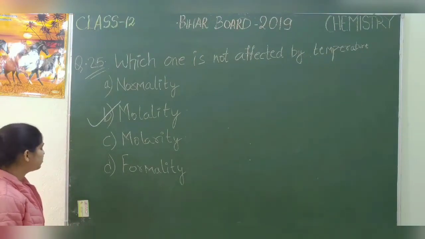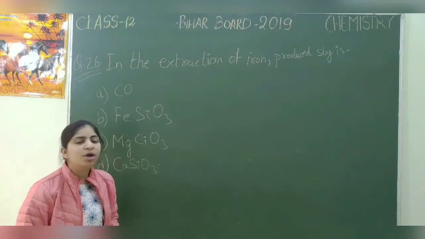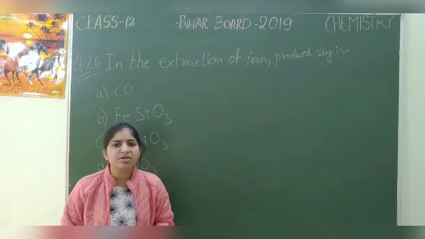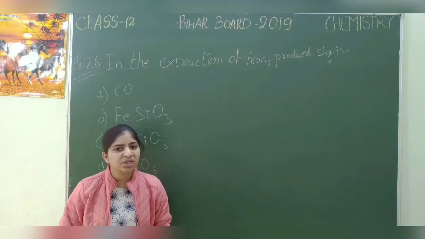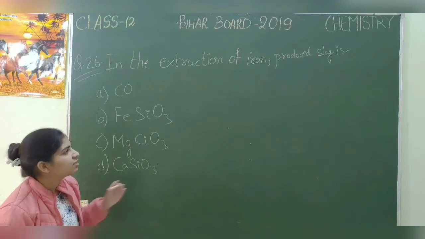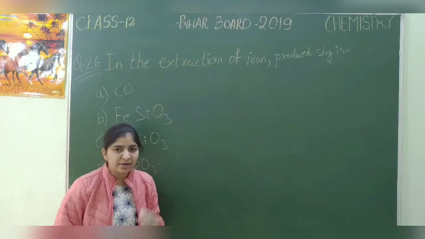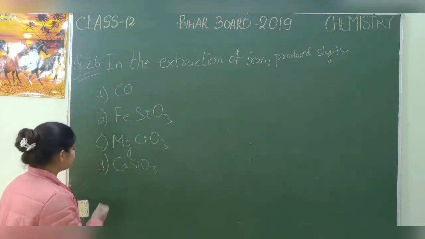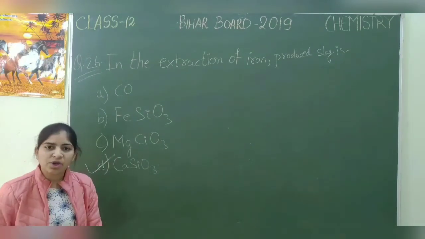Now come to the next question: in the extraction of iron, the slag produced is. Slag is the impurities present in the metal ore which we extract from the earth's crust, and these are the options. As we know, the slag present in iron is CaSiO3. So we can say that option D is our correct answer. Okay, now you can take a screenshot.